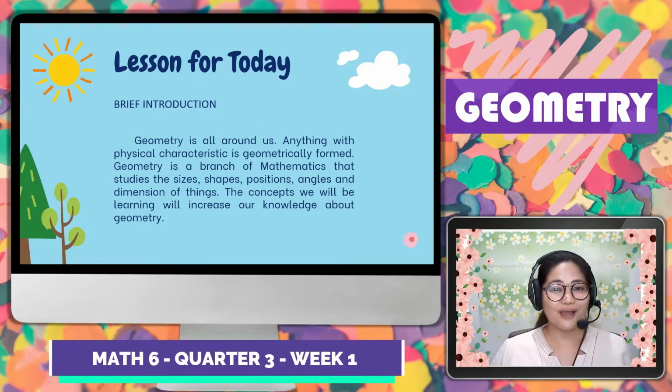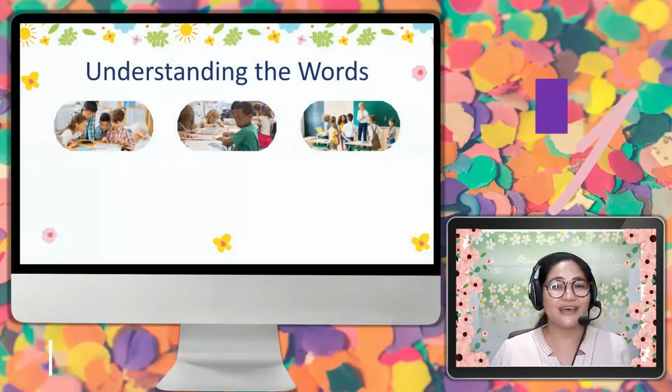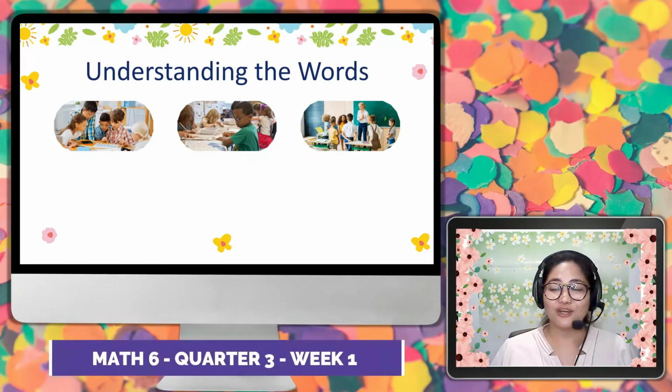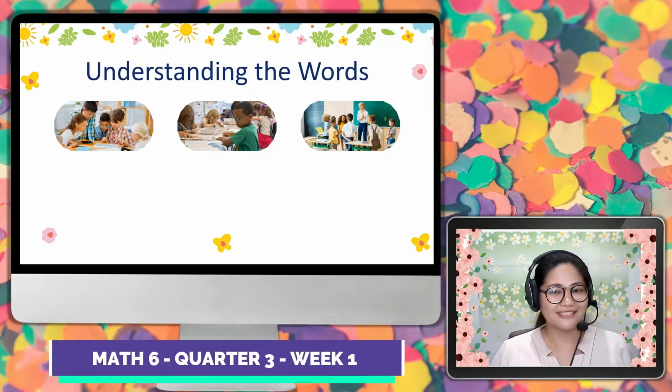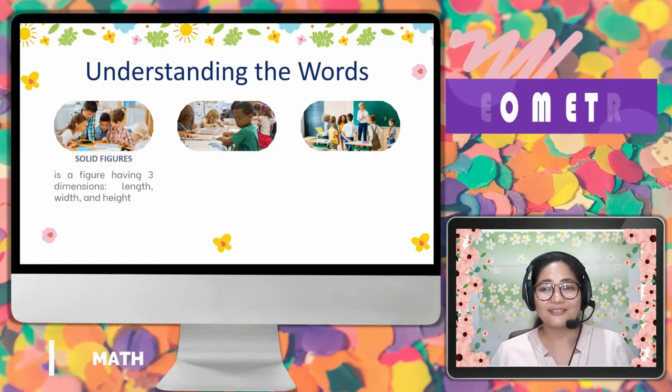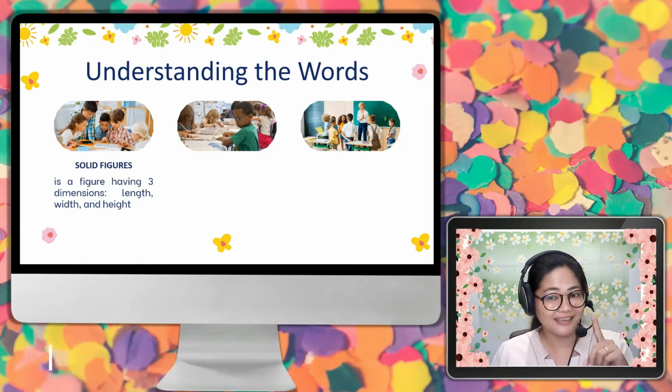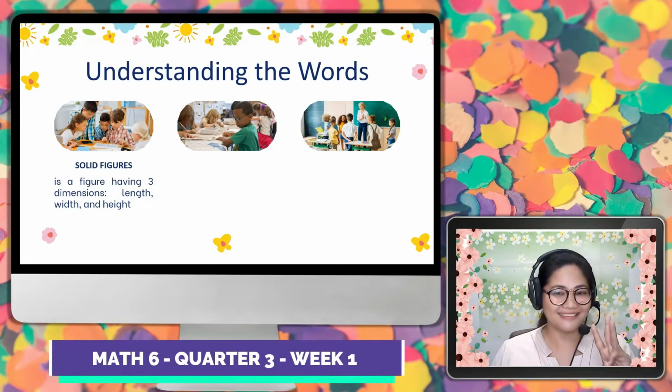Before we proceed to our lesson, let us first understand the following words that we are going to encounter throughout the lesson. First, solid figures. What is a solid figure? Solid figure is a figure having three dimensions: the length, the width, and the height.